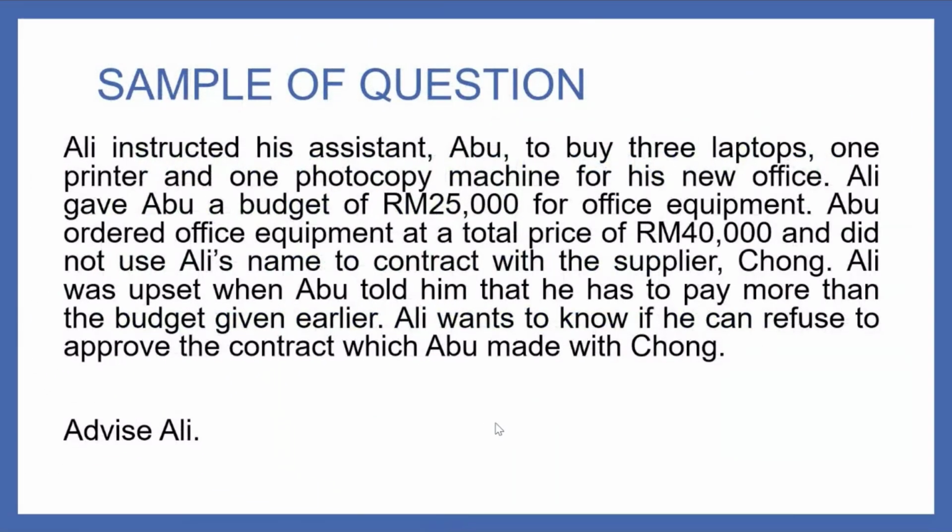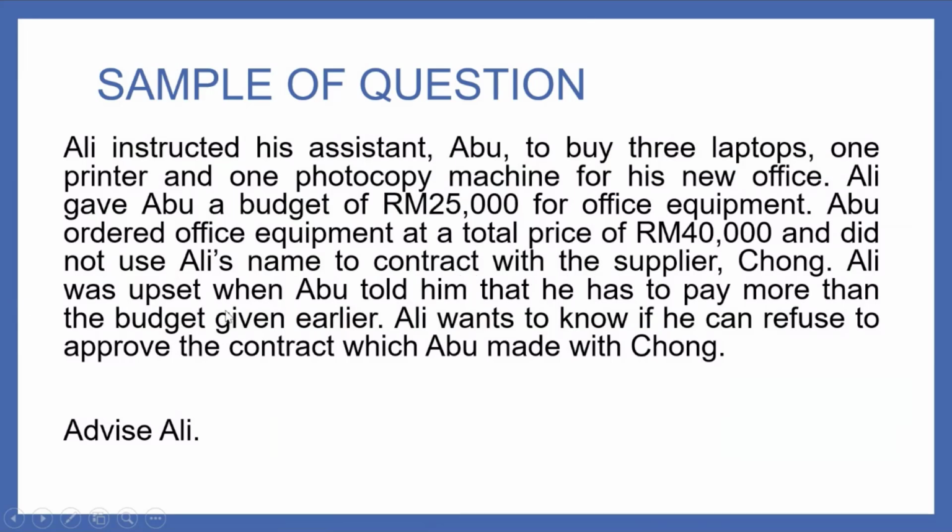So let's say, for example, this is a sample of a question. Let's go through the question. Ali instructed his assistant Abu to buy 3 laptops, 1 printer and 1 photocopy machine for his new office. Ali gave Abu a budget of 25,000 ringgit for office equipment. Abu ordered office equipment at a total price of 40,000 ringgit and did not use Ali's name to contract with the supplier Chong.